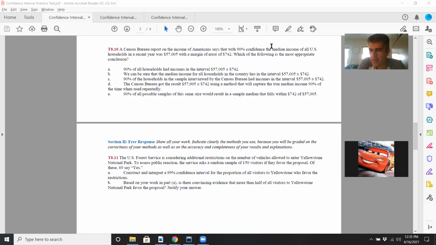You can't say of all households. Again, it's not a probability, so it's definitely not A. We can be sure the median income of households lies in the interval. Well, how sure? You have to be a little more specific than that. 9% of the households in the sample interviewed had incomes... And again, it's not a probability, so it's not C. The Census got the result using a method that will capture the true median income 9% of the time. Yeah, that probably could work. 9% of all sample sizes would result.